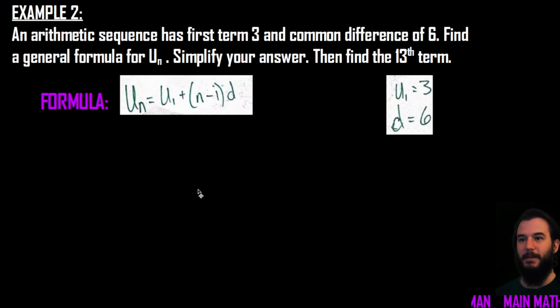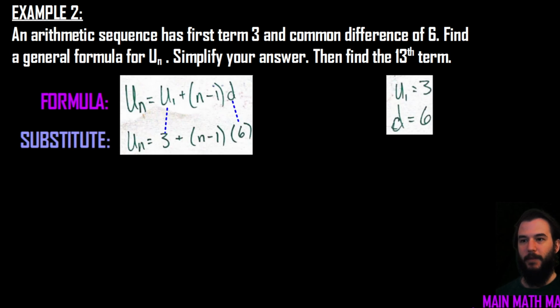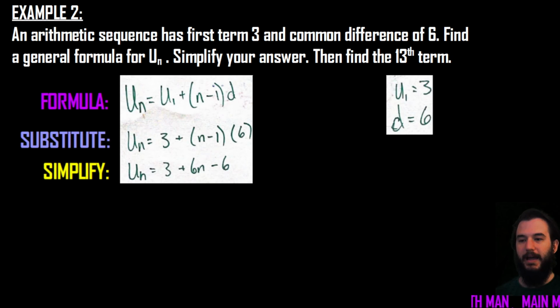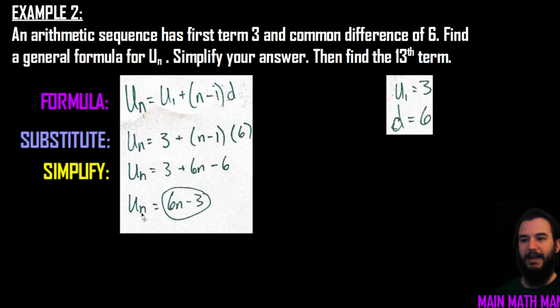And so now I take those, I have my formula, and I need to substitute in my values for my variables. I simplify, so I distributed the 6 times n and the 6 times the -1. And so now I have this equation, u sub n is equal to 3 plus 6n minus 6. If you got lost between the substitute and simplify, make sure you're seeing it: I distributed that 6 to each of the terms inside of the parentheses. And so now I can combine like terms, and my simplified general formula is going to be 6n minus 3.